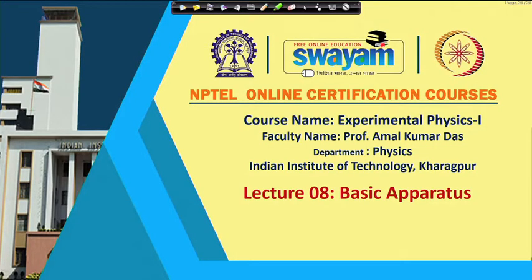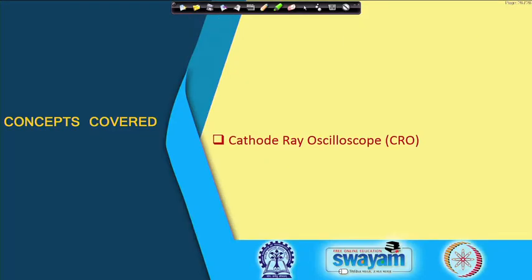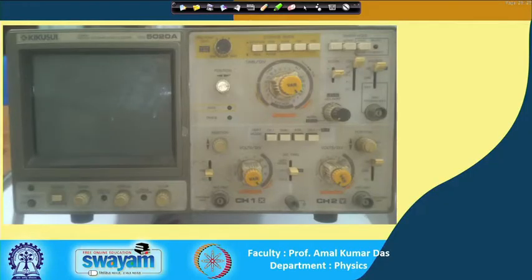So, today I will discuss another basic apparatus, that is the cathode ray oscilloscope, CRO. All of you are quite familiar with this apparatus, and this is a very useful apparatus for the laboratory. CRO, I have taken a picture of one of our CROs in our lab.